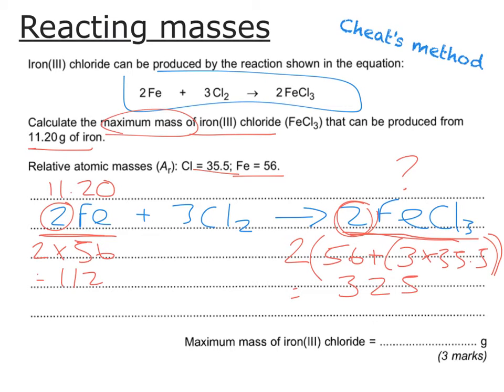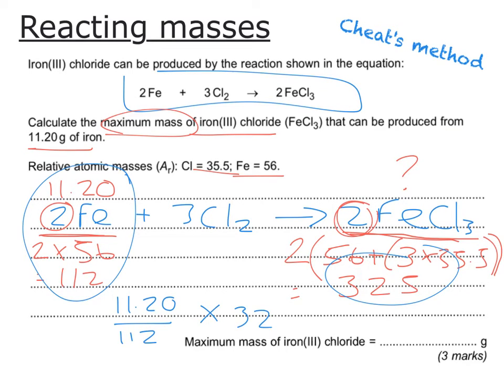So the last part of the question, all you need to do now, because it's all about ratios, is to set your last part out as set out here. So 11.2 divided by 112 multiplied by this here, 325. And once you pop that into the calculator, it comes out as 32.5 grams. So that's the cheats method.